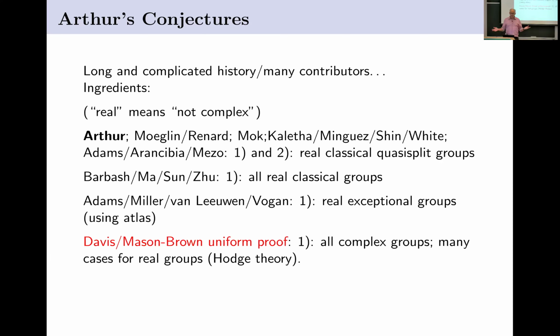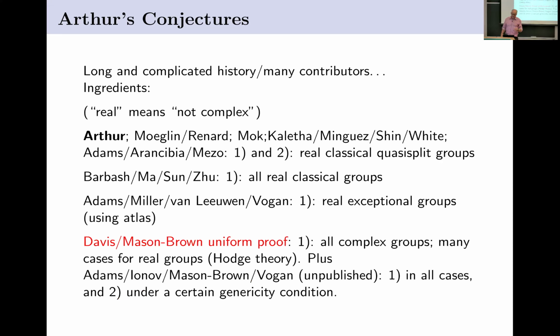First of all, complex groups for part 1. All unipotent representations of complex groups are now known to be unitary. And this is an application of Hodge theory. And in ongoing work, we were working on extending 1 to all cases, again, a uniform proof. And we know 2 under a certain genericity condition, but we're still struggling to close the gap.